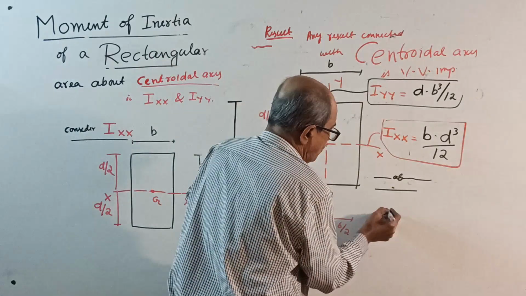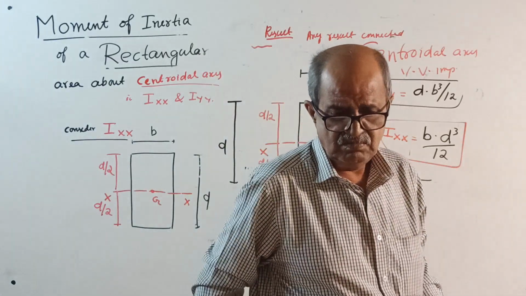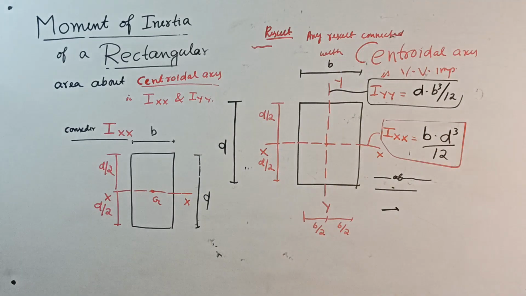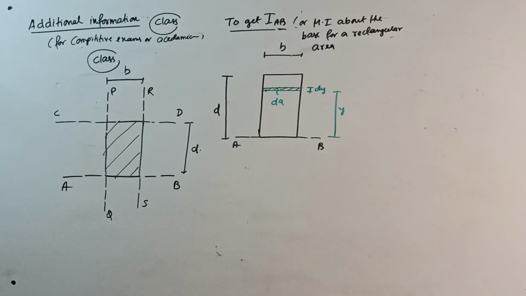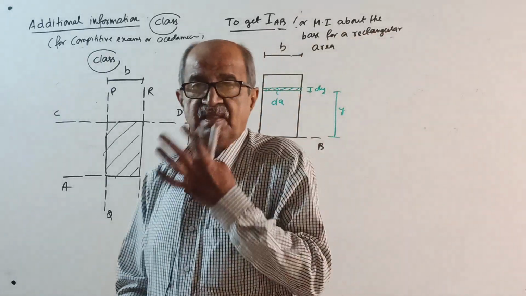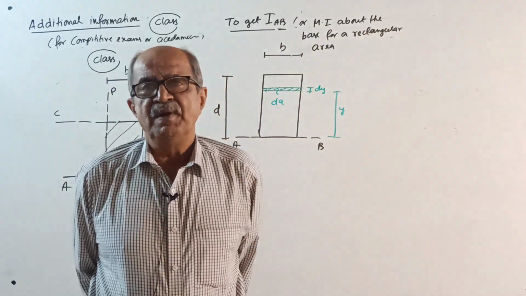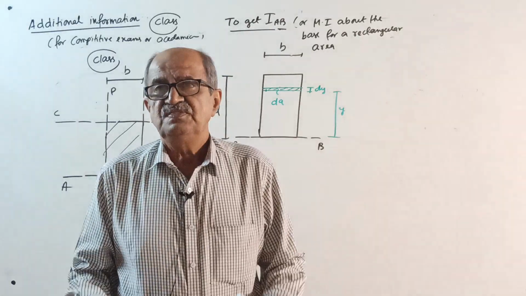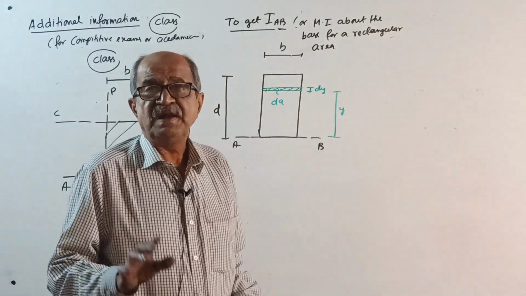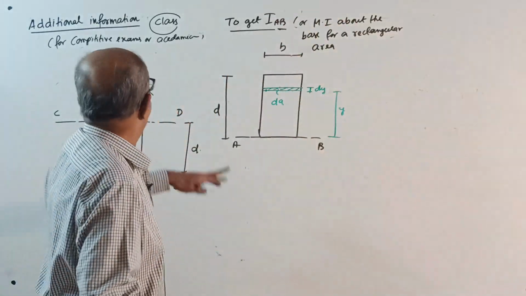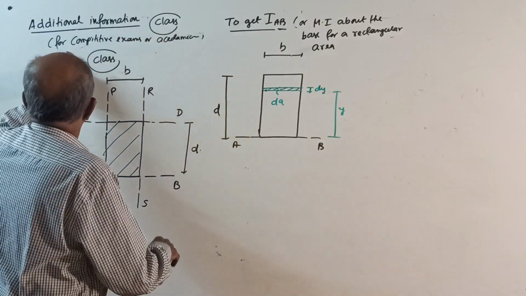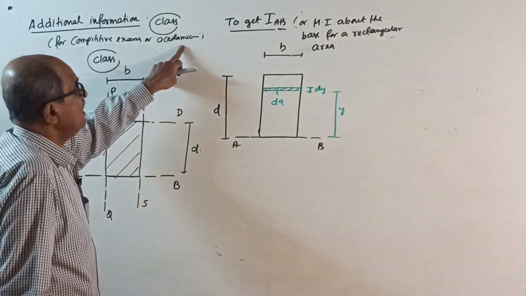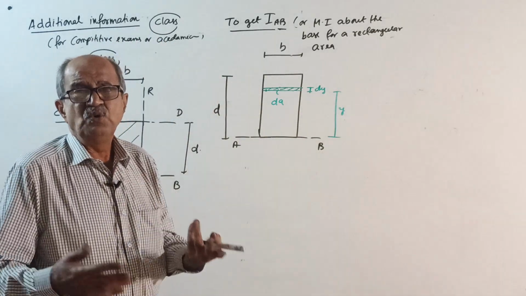Okay, now little more is there. See, we completed moment of inertia for rectangular section or rectangular area about centroidal axis. That is the most important. I wrote the result in red color that we are carrying forward. Now, additional information class only for competitive examinations or academic examinations. Otherwise, it has no application.